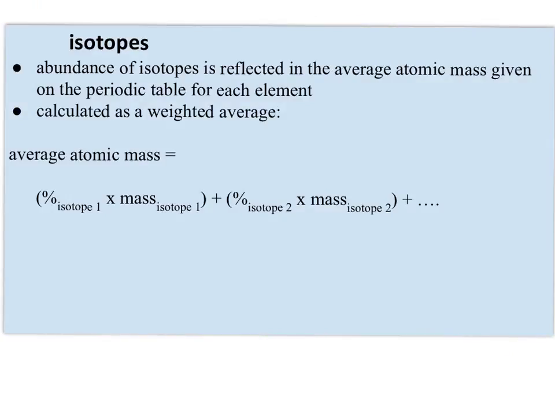The abundance of isotopes is reflected in the average atomic mass, which is the mass given on the periodic table for each element. It's calculated as a weighted average, so you just take the percent of isotope 1 times the mass of isotope 1 and add it to the relative abundance times the mass of isotope 2, isotope 3, for however many isotopes you have for that particular element. So that's why the atomic mass on the periodic table could be a decimal, but mass number has to be a whole number since it's actually representing the number of protons and neutrons in that particular atom or isotope.